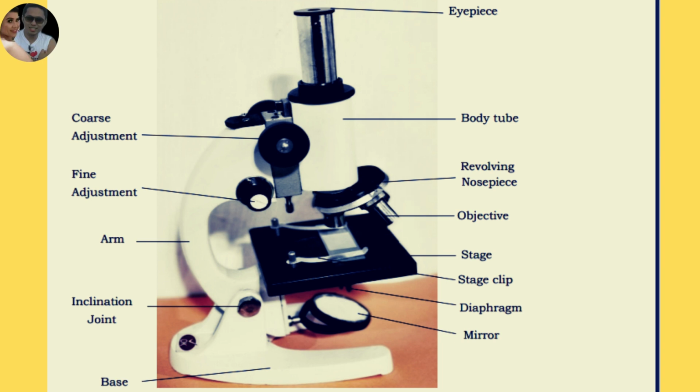Mirror. It is used to reflect light from an external light source up to the diaphragm, object to be observed, and lenses. Positioning the microscope towards diffused light from the windows and ceiling, one can see through the eyepiece a bright circle of light called the field of view. Revolving nosepiece. Carries the objective lenses and can be rotated to easily change power or magnification.